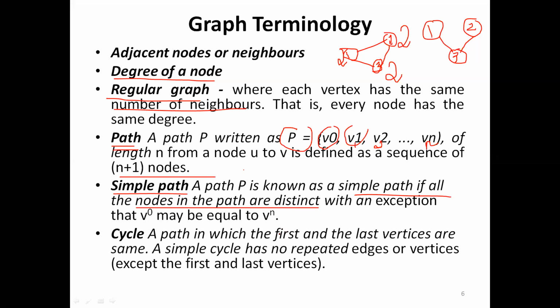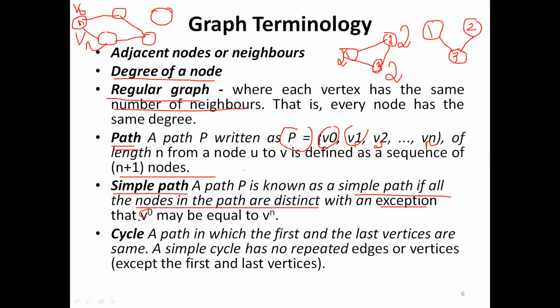The nodes should be distinct, with an exception that V naught may be equal to Vn. For example, I want to start from 1 and I should reach the same 1. My source is 1 and the destination is 1. So I'll keep on visiting like this. I might not visit this also, no issues. I visit and come back here. That's what V naught is the source and Vn is the destination. So both are the same. That's the exception.